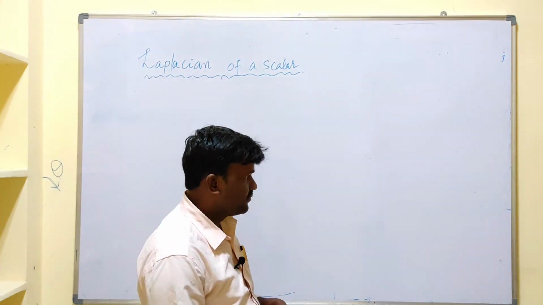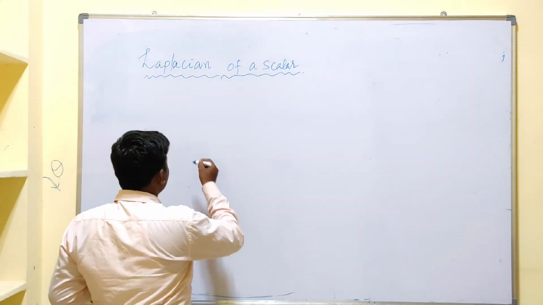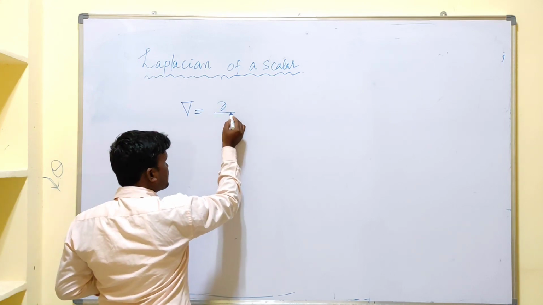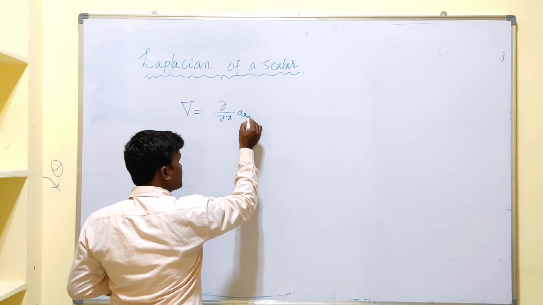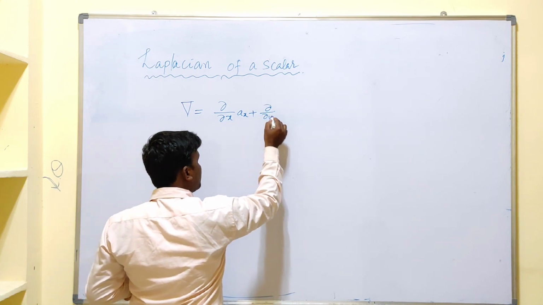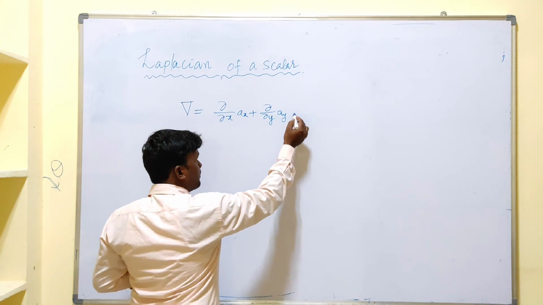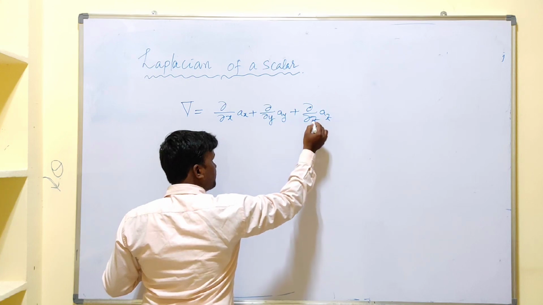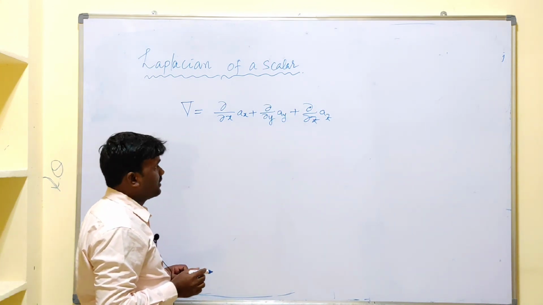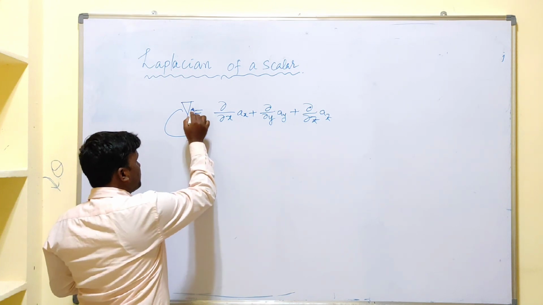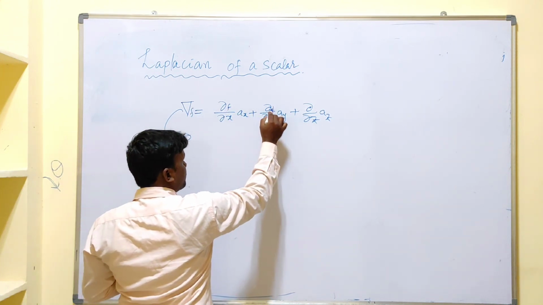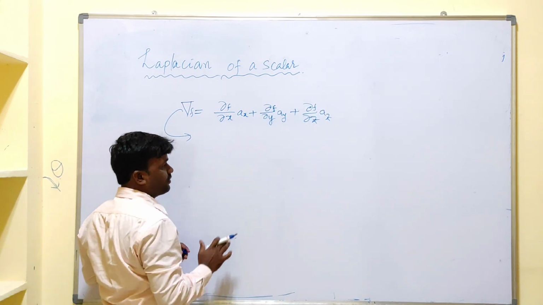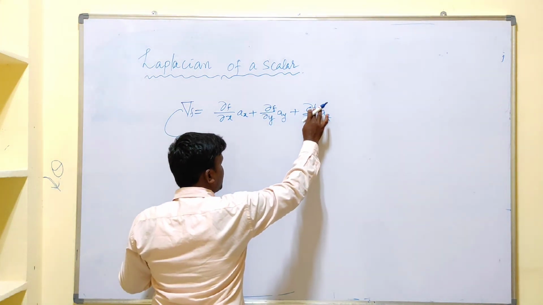We know the gradient function in Cartesian coordinates: del equals ∂/∂x ax plus ∂/∂y ay plus ∂/∂z az. It is the nabla operator. If you take del f, the gradient of a scalar function, you get ∂f/∂x ax plus ∂f/∂y ay plus ∂f/∂z az.